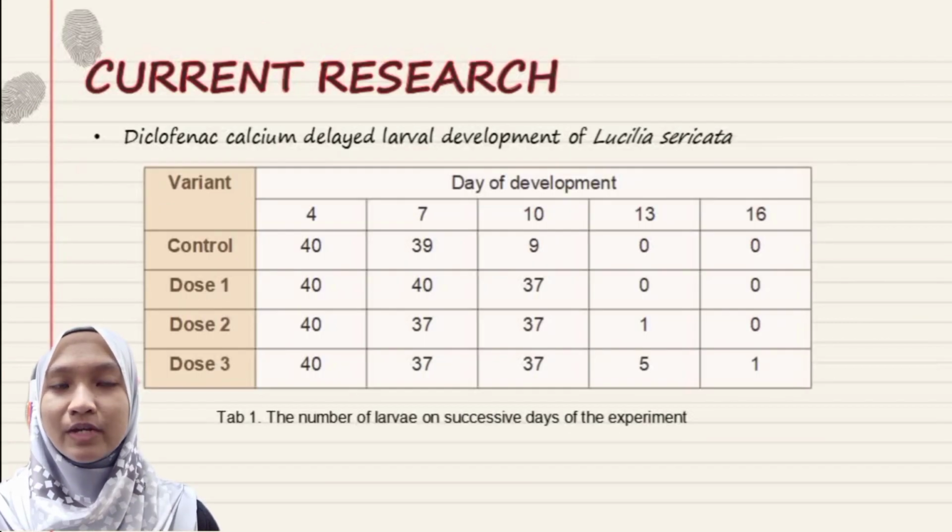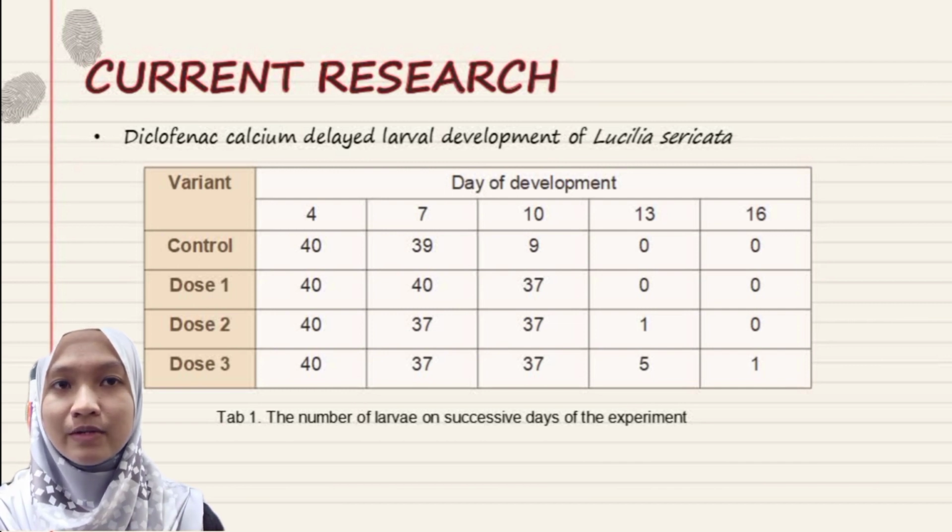From this paper, we could see the effect of diclofenac calcium in delaying the larval development of Lucilia sericata. In the control group, the last larva was noted on day 10 from the oviposition, whereas in drug dose 2, larvae were still present on day 13 of the cycle, and in drug dose 3, even on day 16 of the development cycle. Thus, the study proved that the drug extended the growth cycle at the third larval instar compared to the control group.